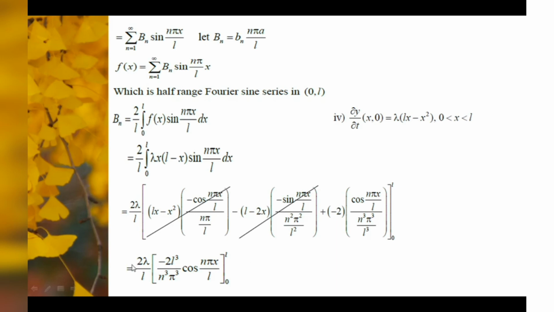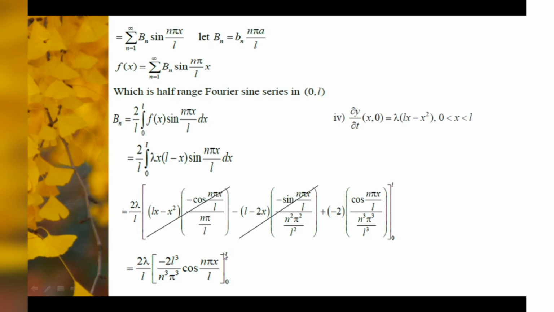Let us take the constants which are independent of n outside, and therefore we will get this as, if you want, here when you apply L here, the cos n pi value is minus 1 whole power n, and if you apply x is equal to 0, you will get cos 0 value is 1. Okay, so now we get that capital Bn equal to minus 4 lambda into L square divided by n cube pi cube into minus 1 whole power n minus 1. Here capital Bn is nothing but small bn into n pi a by L.